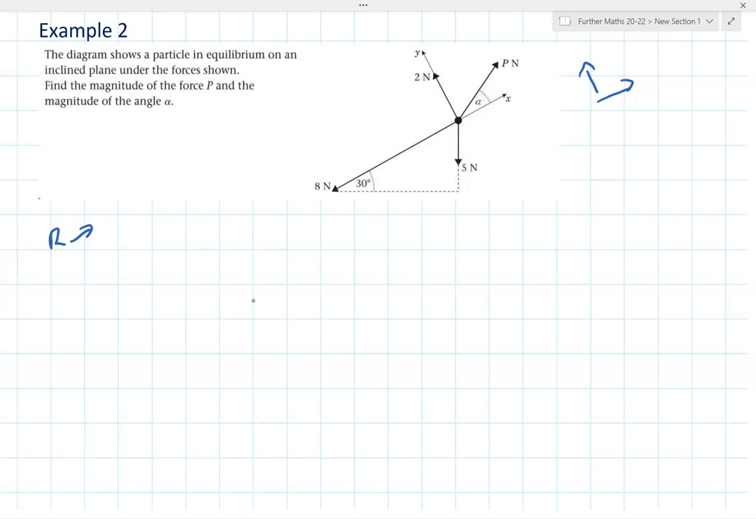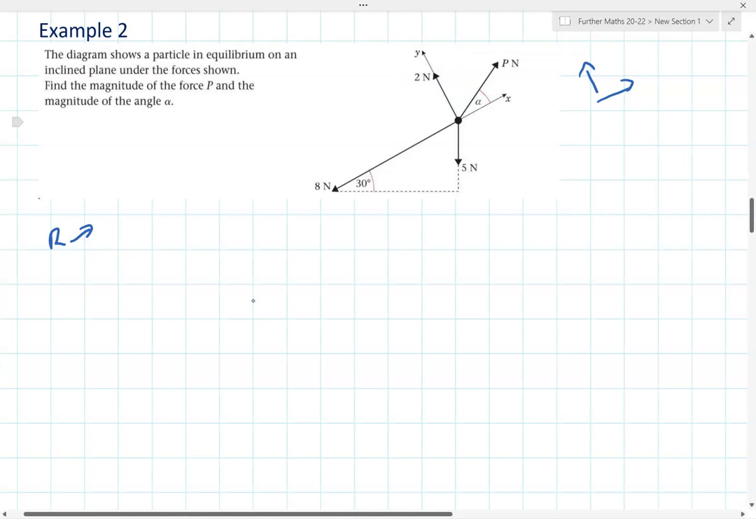Again, let's look at the components individually. We've got 4 forces here. We've got the 5 Newton force there. We've got a P force there. We've got a 2 Newton force, which isn't going to come into the up the plane because it's perpendicular to the X. So this one's not going to come into our parallel equation.